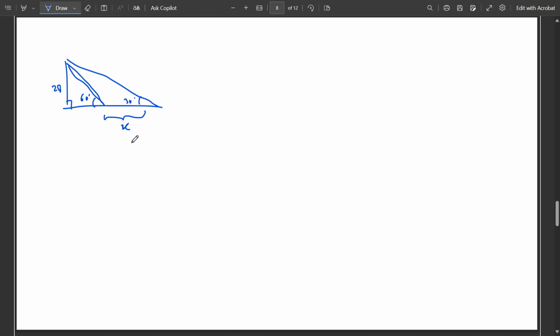If you see here, we can use the trig ratio that uses the opposite and also the adjacent. The trig ratio that uses it is tangent theta. It's opposite over adjacent. And our opposite here is just 28 over adjacent, we don't know. Let's call it k. This is x.